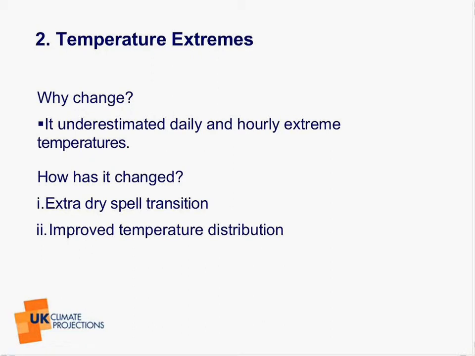The original weather generator underestimated daily maximum and hourly extreme temperatures. This has been improved in 2 ways. The first is the addition of a dry spell transition, and the second is the use of a different temperature distribution. The next 2 slides will explain this in a bit more detail.